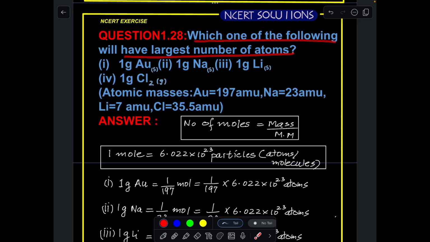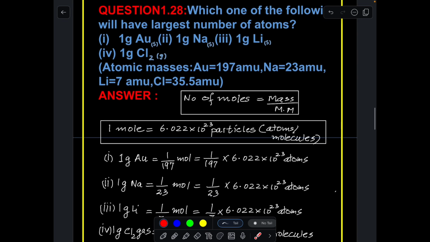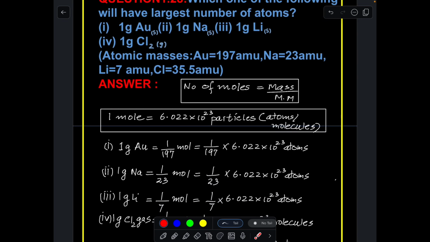They have given you 1 gram gold, 1 gram sodium, 1 gram lithium, and 1 gram of chlorine gas. And the atomic masses are also given to you. Now, before calculation, 2 points we have to keep in mind, that is, number of moles of any substance we can calculate as mass divided by the molar mass.